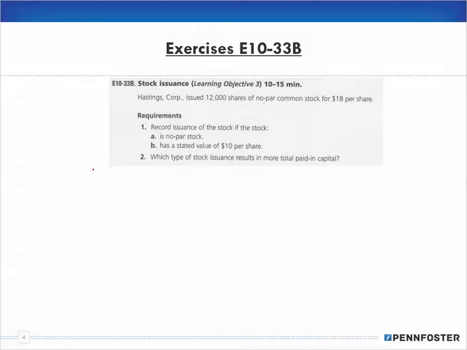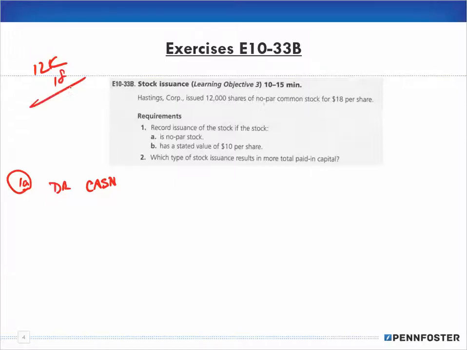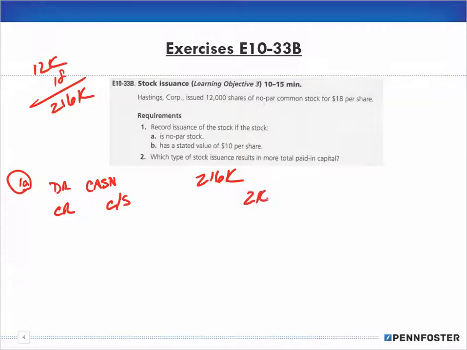Okay, so 1A. Record issuance of the stock if the stock is no par stock, right? So we're going to debit our cash because we're going to get cash, and there's 12,000 shares, okay, and we're getting them at $18 a share. And when we do the math, we end up with $216,000 in cash. Okay. So we're going to credit common stock. Simple as that. 216,000, right? That's the entry because it's a no par stock.